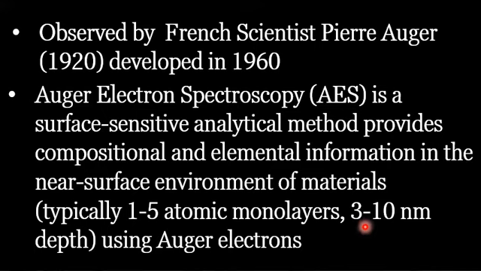So with this technique, the Auger electrons are basically ejected from 3 to 10 nanometer, which are detected by a detector. And on the basis of the intensity and variation of energy of the ejected Auger electrons, you can basically analyze the composition as well as the presence of different elements in the material.